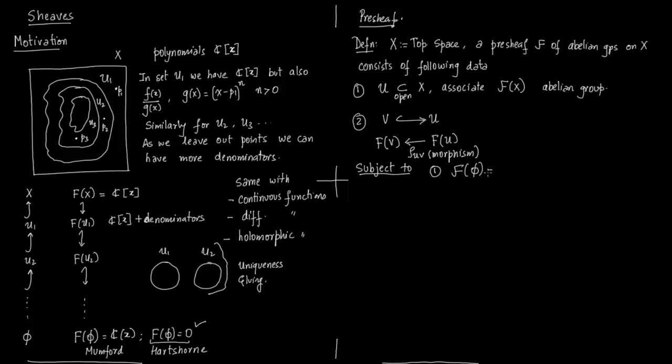So F of the null set is 0, this we have mentioned before. Next, if you have inclusion from U to U, then you will also have a morphism from F(U) to F(U), and that should be the identity map. So you have rho U to U as the identity map.